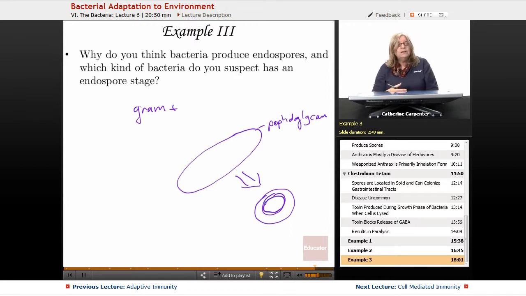So if we can develop a stage where the membrane is even greater in terms of its capacity to protect, then it doesn't take too much for those bacteria to develop these endospores. And then, as we've seen in the 3 examples, these endospores tend to live in the soil, and they can actually survive for many, many years.